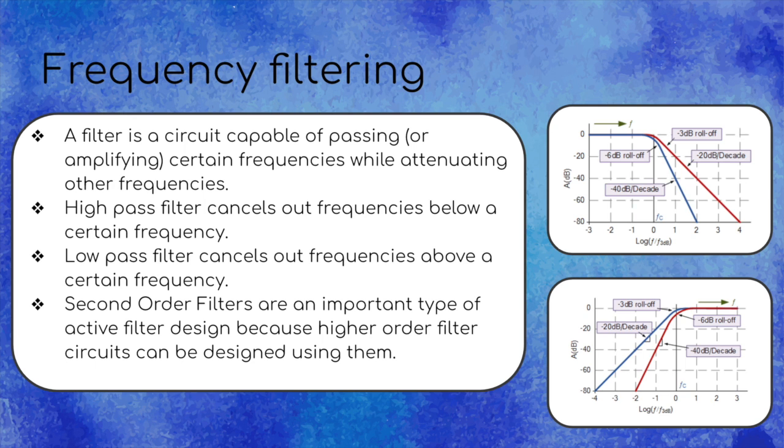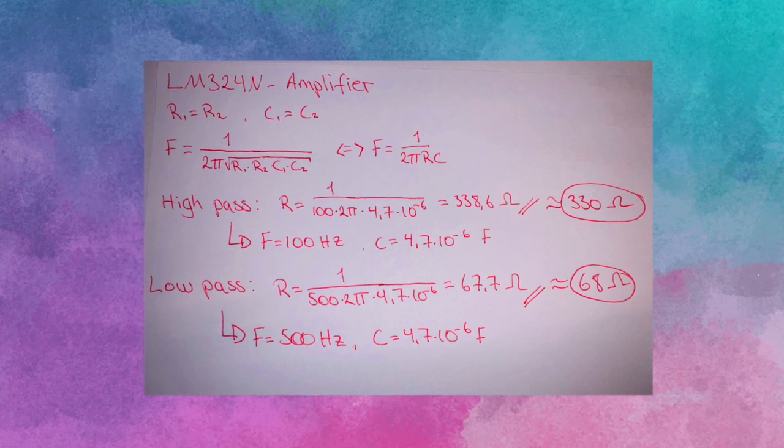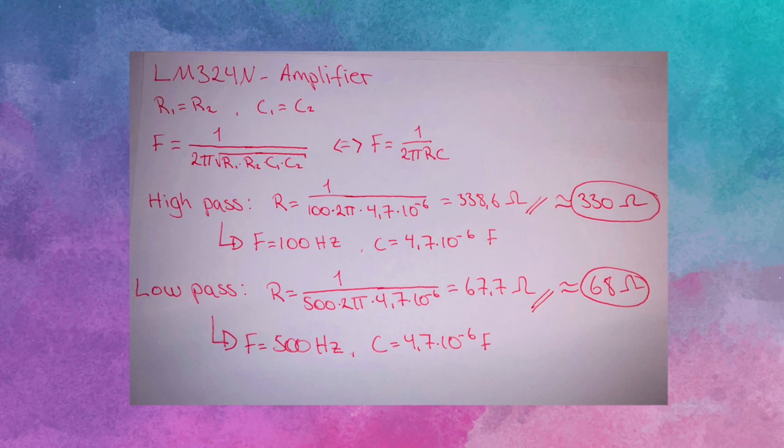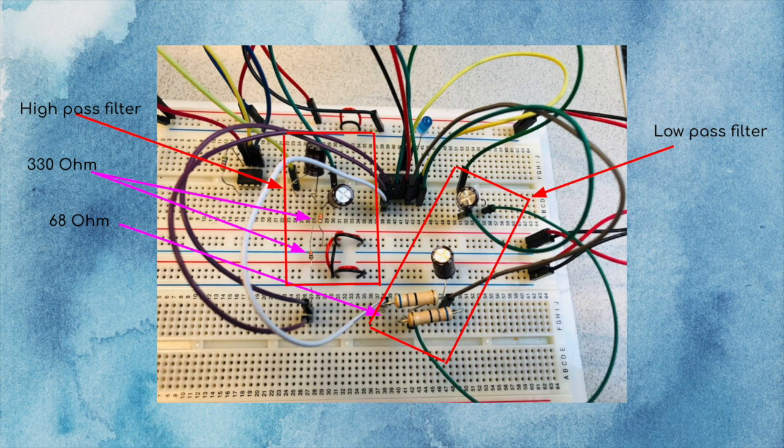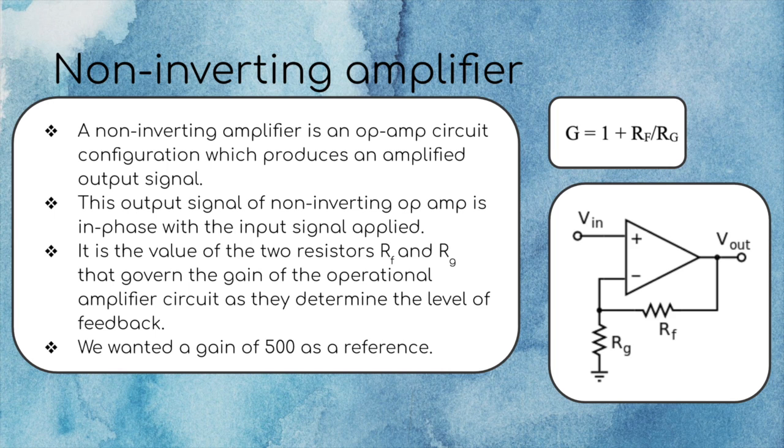After filtration, we designed a non-inverting amplification circuit that amplified the desired signal from the EMG, which I will be talking about in a minute. Here you can see our calculations for the capacitors and resistors in the high-pass and low-pass filters. Here you can see how we assembled our circuit with the filters. Lastly, we connected the output of the low-pass filter to a third, non-inverting input of the amplifier, as you can see in the picture to the right. The output of that amplifier was then connected to the LED.